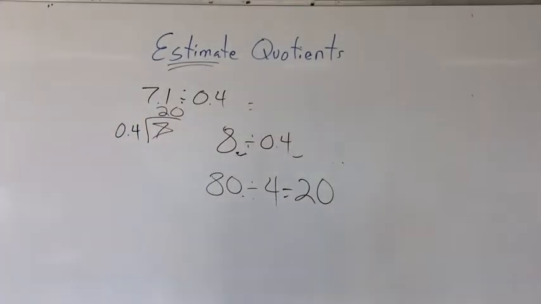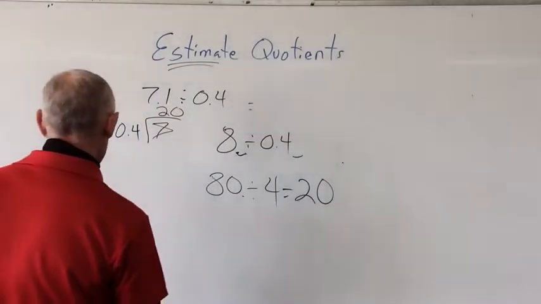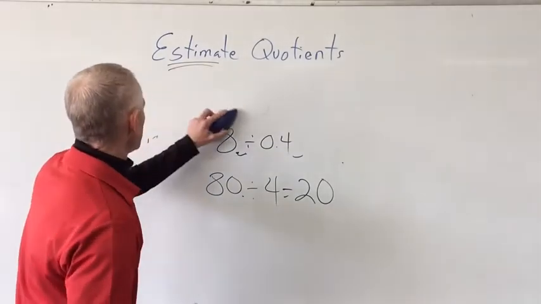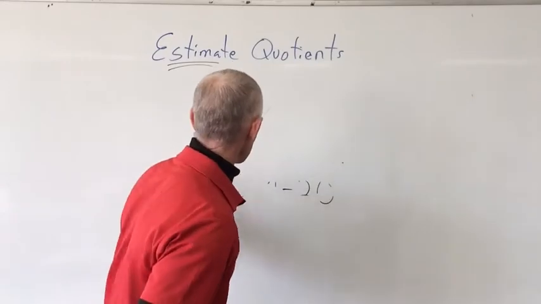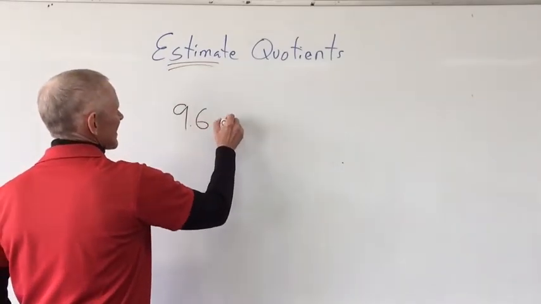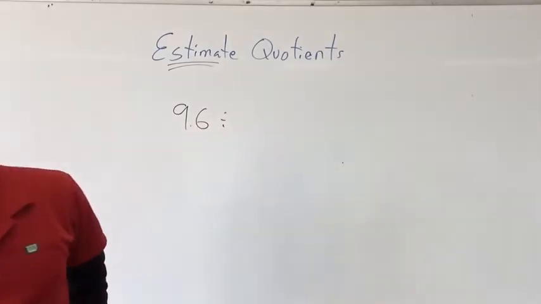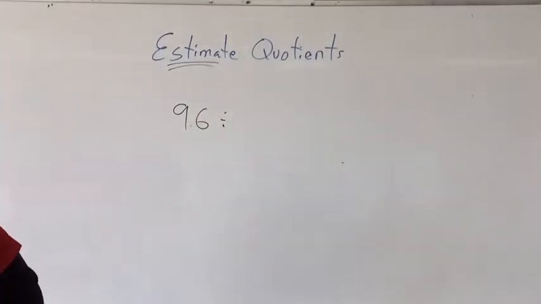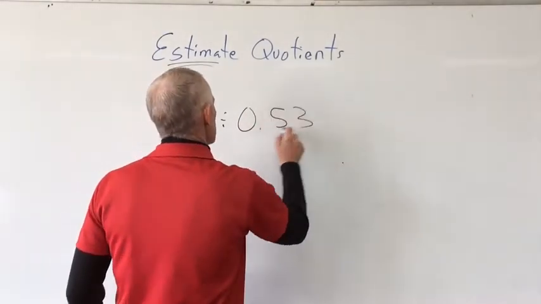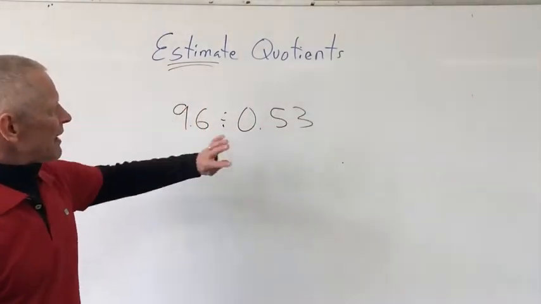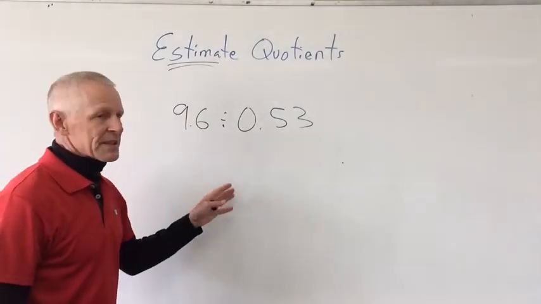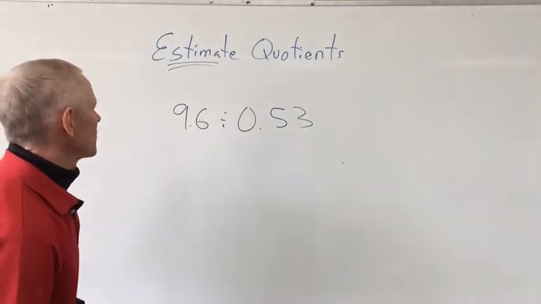Should we try another one? Let's try number 7. Number 7 we have 9.6. I'm going to erase this because it's on video. You can always get this. 9.6 divided by 0.53. Now, that looks very, very complicated, and it might be, but what numbers? Let's first get them to easy numbers to work with.